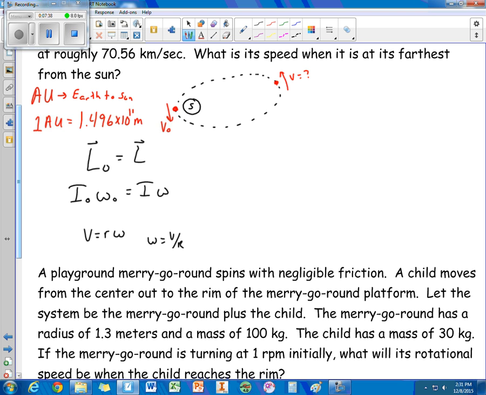All right, so what that means then is, and I'll use a capital R here, we're left with this: I initial times v naught over R equals I final times v over R. Now, Halley's Comet, we can consider as a point mass going around. So for a point mass, the moment of inertia is mr squared.